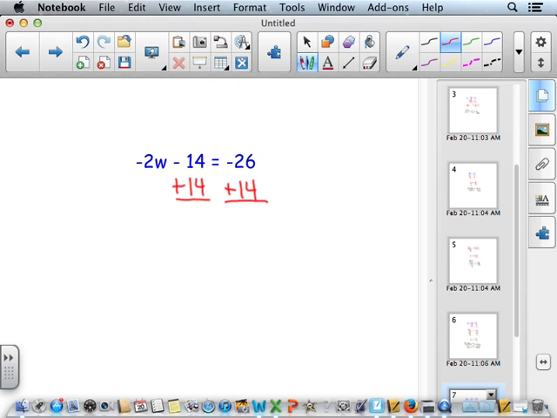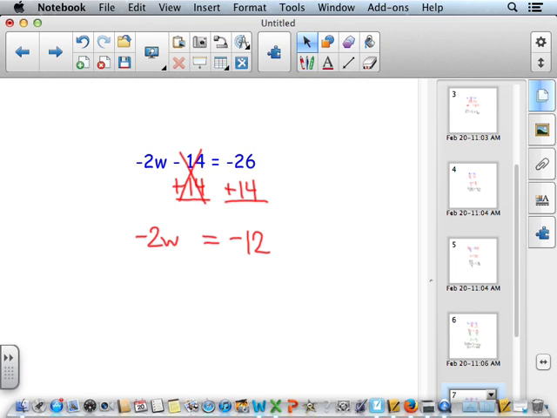Because negative 14 plus 14 is 0, on the left side of my equation, I'm now left with negative 2w. Negative 26 plus 14 is negative 12. So now I'm back to a one-step equation. Negative 2 times w equals negative 12.